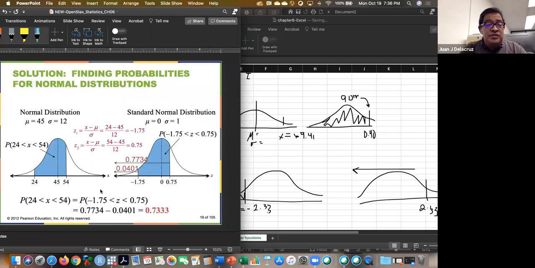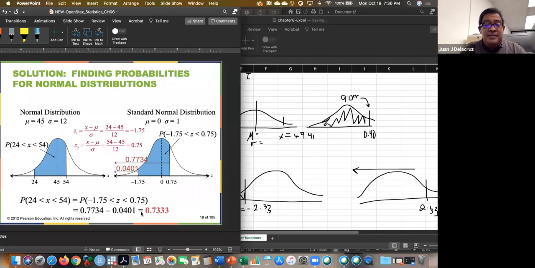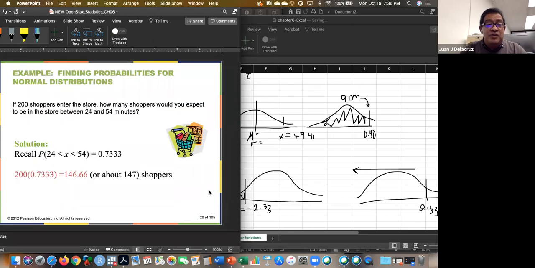Something that I didn't mention is this case: if 200 shoppers enter the store, how many shoppers would you expect to be in the store between 25 and 54 minutes? So here, we already computed the value at 73%. If 200 people are entering the store and there is a 73.3% chance, I'm going to multiply the probability times the sample size.